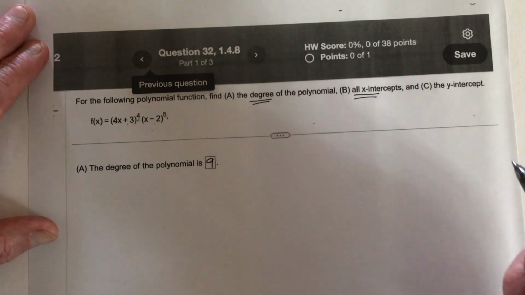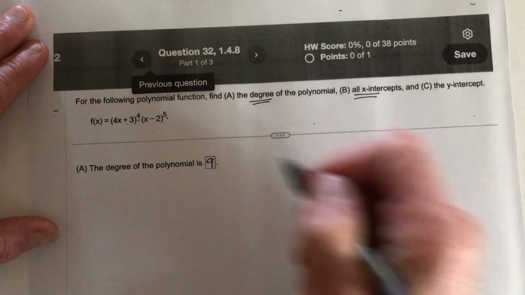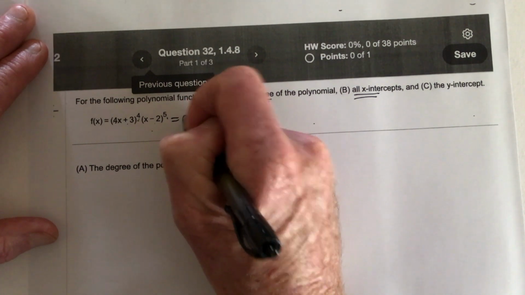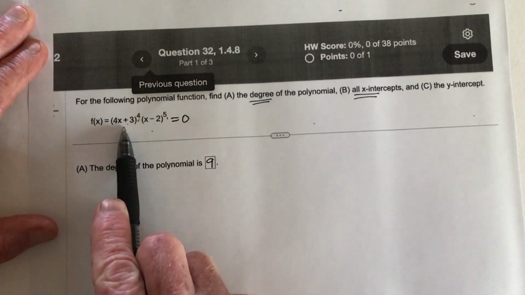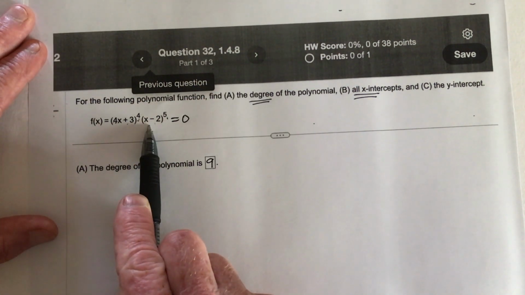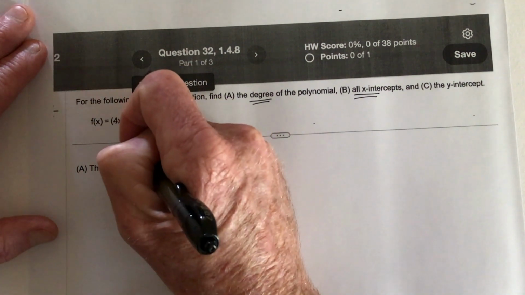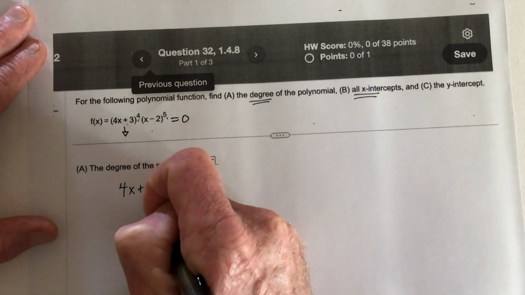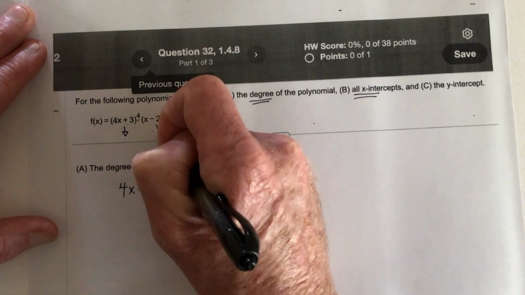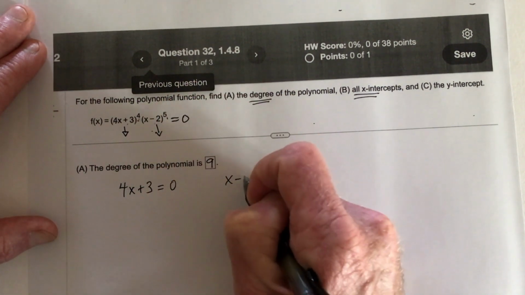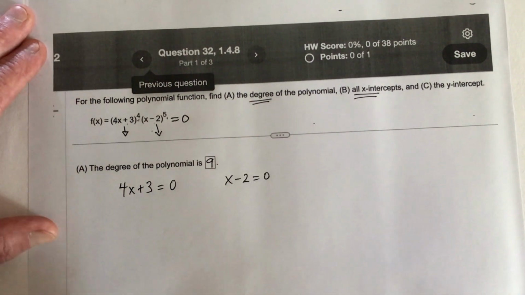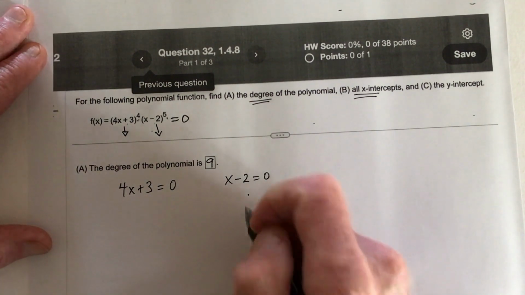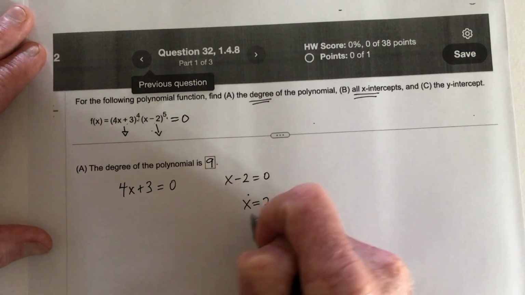Find all of the x-intercepts. For the x-intercepts, you set it equal to 0. And they were nice enough to factor it for us. So that means all I need to do is set this one equal to 0, and then separately set this one equal to 0. For this one, just add 2 to both sides, and we get the answer, x equals 2.